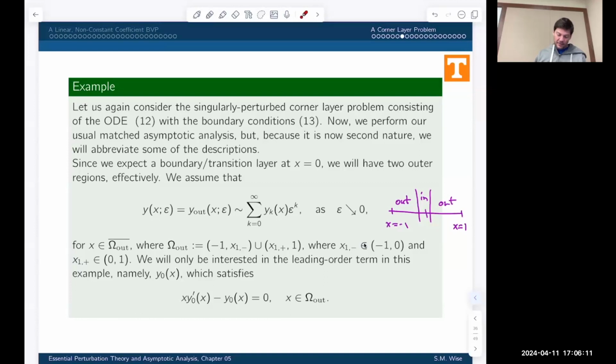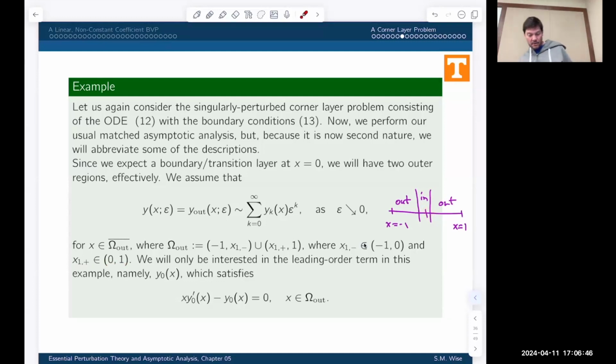Now, I'm going to call my outer solution region, or my outer solution domain, -1 to x1 minus. That's x1 minus is that point there. And x1 plus to 1. So that's going to be that point up to that point. Where x1 minus is between -1 and 0. Doesn't really matter where it is. And similarly, x1 plus is going to be between 0 and 1. So just some point over here. Of course, this point here is x equals 0.